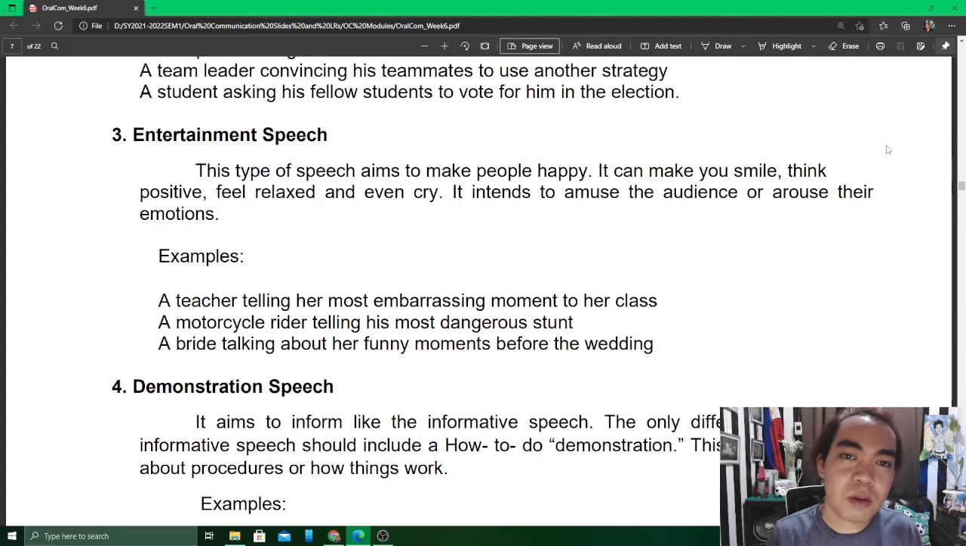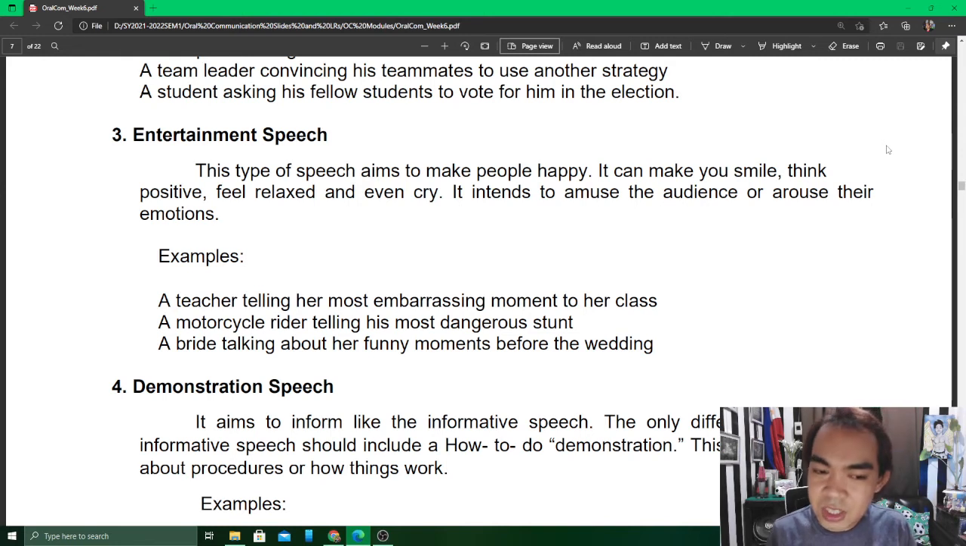But for the sole purpose lang of being entertained. Wala ka lang idiografon. So gusto mo may mahimo ka, gusto mo lang mag-spend isang time mo, mamatik ka sa isa ka entertainment speech, malantaw ka sa isa ka entertainment speech, because it amuses you and it arouses whatever emotions like that. Okay? For example, here we have a teacher telling her most embarrassing moment to her class.